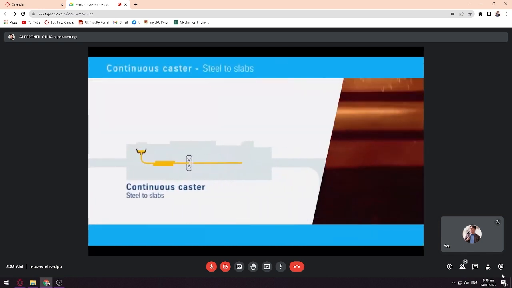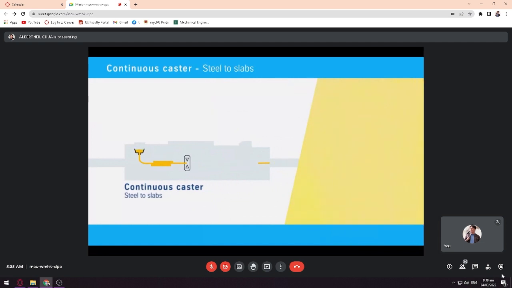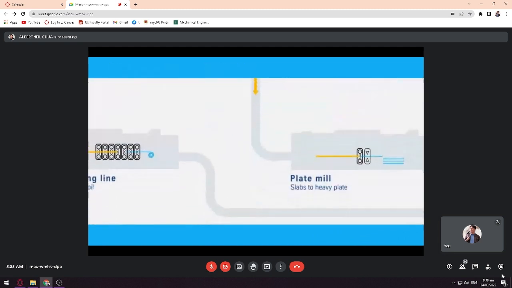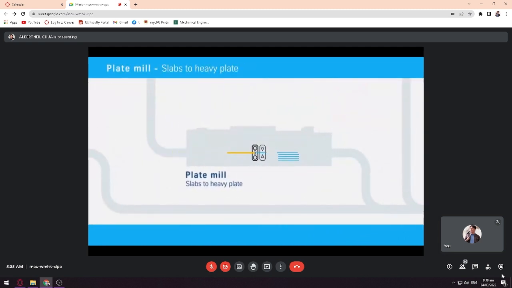The continuous caster produces thick slabs. These are massive blocks of steel that can be subsequently rolled into sheet and plate in the hot strip mill. The plate mill transforms the slabs into steel plates with a thickness of up to 18 centimeters. These heavy plates are used for large cranes and other heavy-duty machinery.